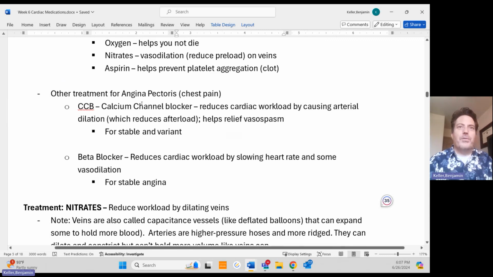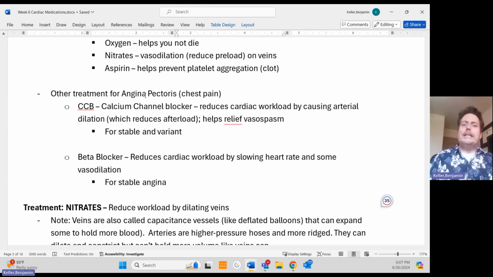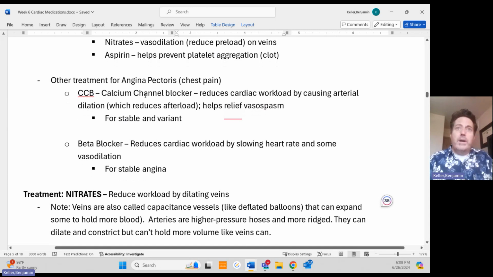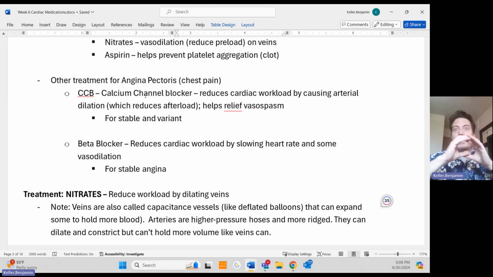So some other treatments for angina pectoris, which is chest pain. Is it angina or angina? I guess it depends on what part of the country you're from. So you can use a calcium channel blocker that reduces the cardiac workload by causing arterial dilation, which helps relieve vasospasms as well. And it reduces afterload. We'll take a look at that in just a moment.